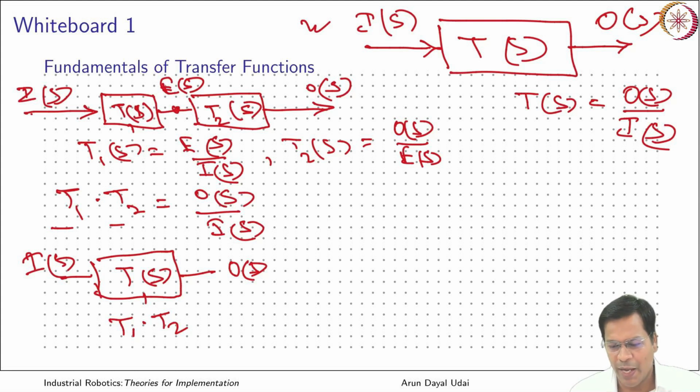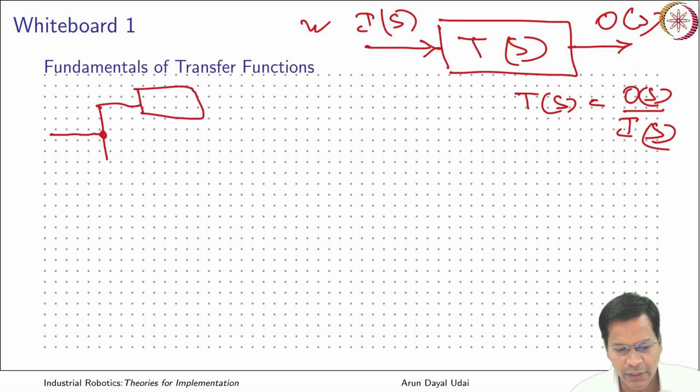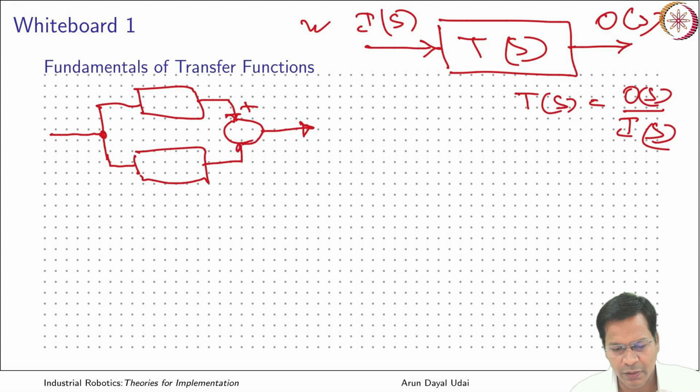What will happen if it is in parallel? Let me just wipe it off. So I can draw it like this. If it is in parallel, you cannot draw the way it is drawn for series. This is your block, this is another block, and signals from both of them are now added over here, and it gives you a further output. You have T1 and you have T2. This is your output, this is your input.